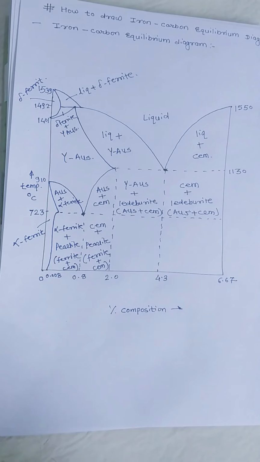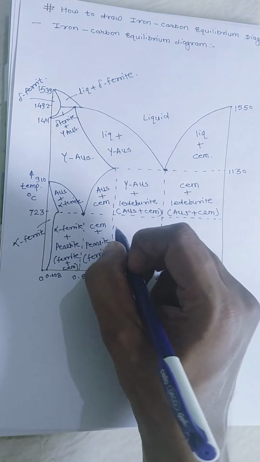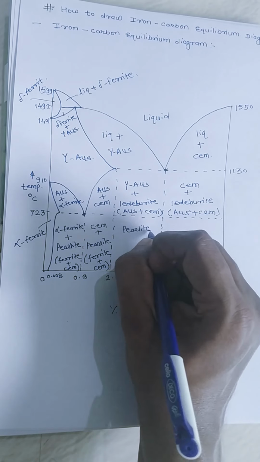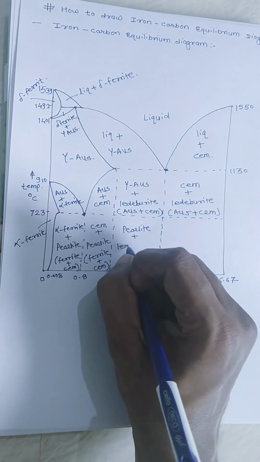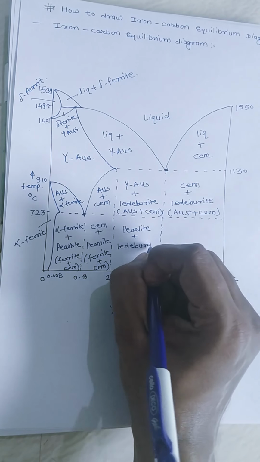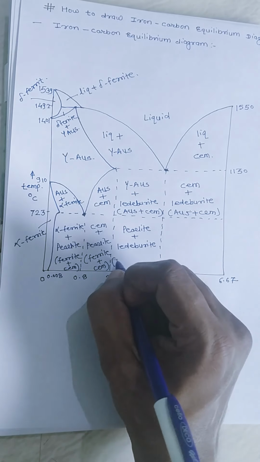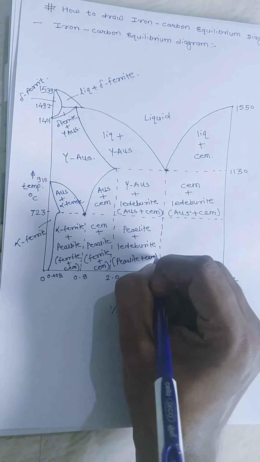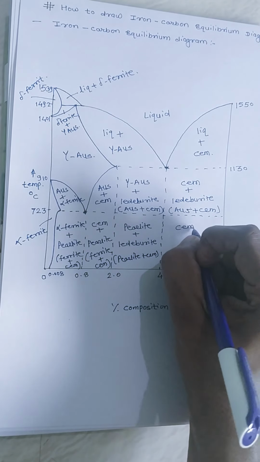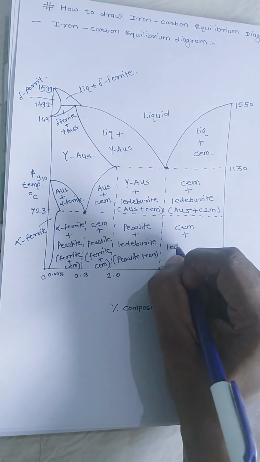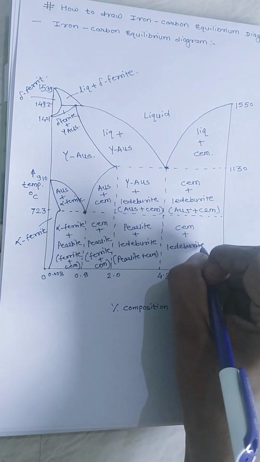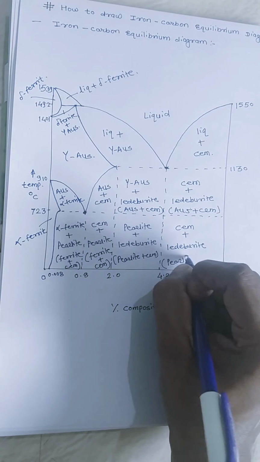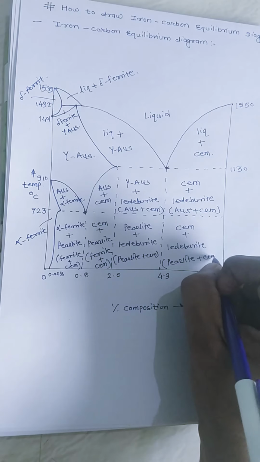In this region, austenite gets converted into pearlite plus ledeburite, meaning austenite gets converted into pearlite plus cementite. Here also the cementite remains the same, and ledeburite in bracket is pearlite plus cementite.